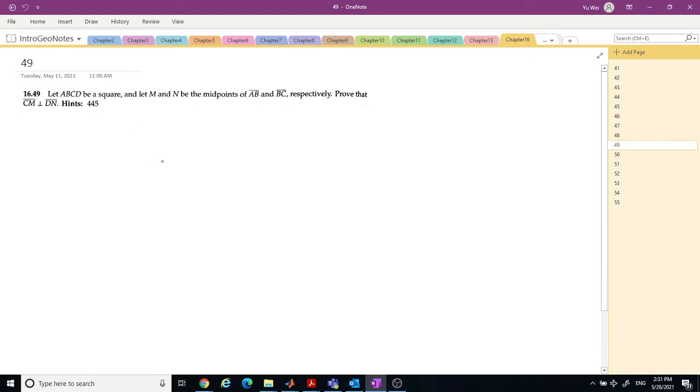So ABCD is a square, and let M and N be the midpoints of AB and CD.